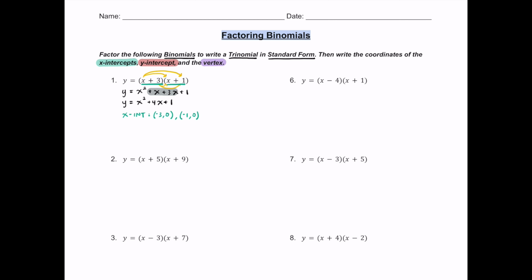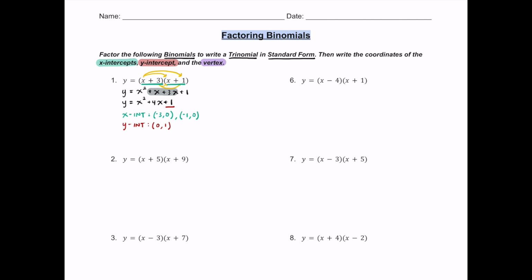Following that, we can find the y-intercept. The x-intercepts are easy to find in factored form, but the y-intercept is just: if x is 0, what does y become? If x is 0 in this trinomial, everything cancels out except for the constant. That's why this form is a little more useful. So when x is 0, y would equal that constant, and that would be the y-intercept.